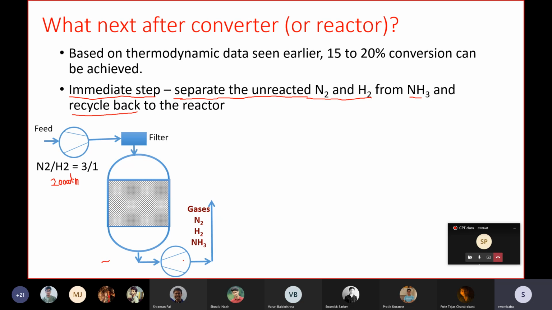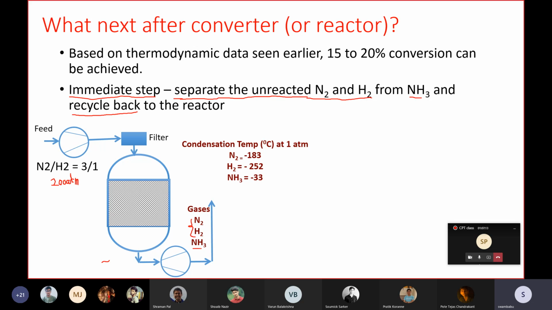So what are the things present in the outlet of the reactor? We have unreacted nitrogen and hydrogen, and we have ammonia, the product. After leaving the reactor, we have unreacted reactants, nitrogen and hydrogen, and the product ammonia. So here we need to separate them.